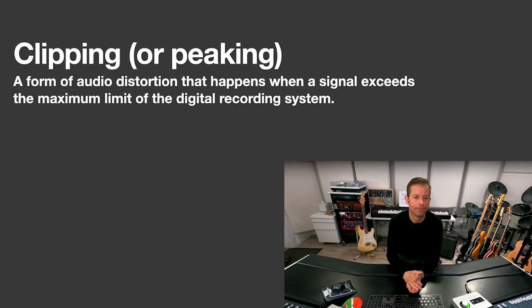Clipping or peaking. This is a form of audio distortion that happens when a signal exceeds the maximum limit of the digital recording system. Now, this is important when we get into the process of recording, because as a guitar player, you might think, well, distortion, like a distortion on an amp, getting that crunchy guitar tone, can be a very good thing. We obviously want that kind of distortion in that scenario with a guitar amp doing rock guitar. But when it comes to recording, clipping and the distortion that comes with clipping is very bad. We need to avoid it at all costs.